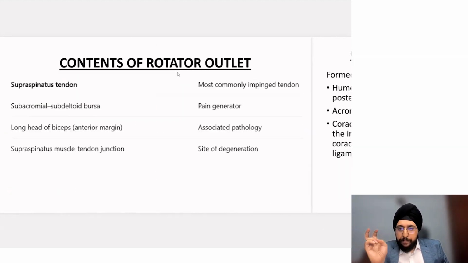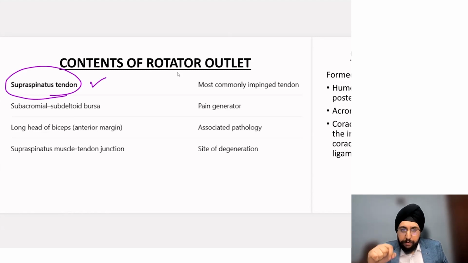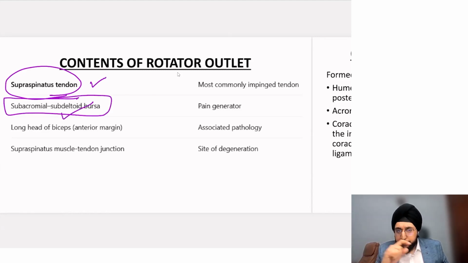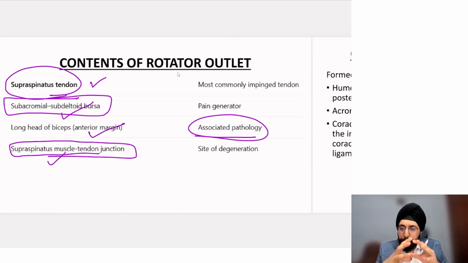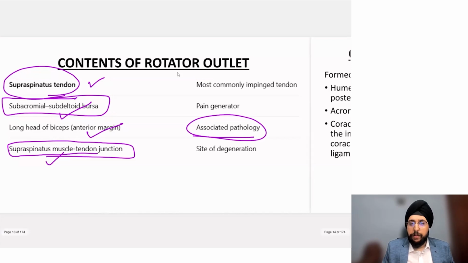The most commonly impinged tendon is the supraspinatus tendon. You need to remember this. The cause of pain in this is your bursa, because it causes bursitis. And as I told you, the biceps in the rotator interval is also a content of that, so those pathologies can also be associated with subacromial impingement. What is the site of degeneration? It is the musculotendinous junction of the supraspinatus. Anything which is part of that content will get affected. So we have supraspinatus tendinopathy, tendinosis or tears, degeneration of the musculotendinous junction of the supraspinatus, SASD bursitis, and certain pathologies of the intra-articular part of the long head of biceps as well.